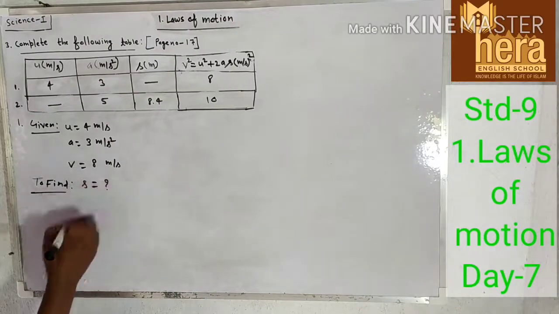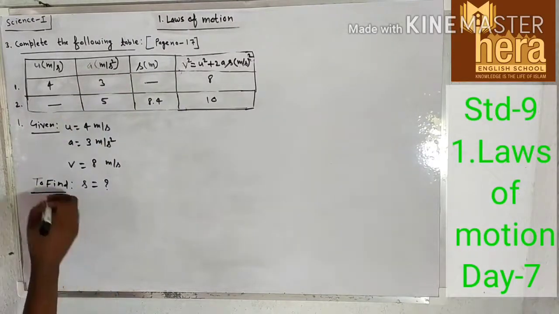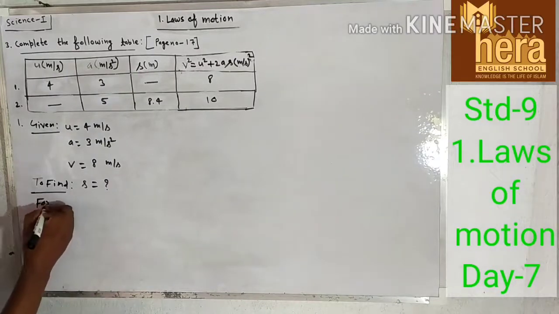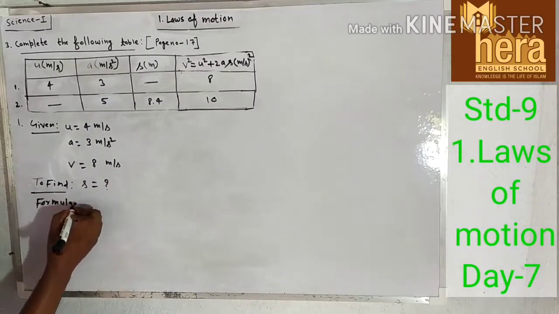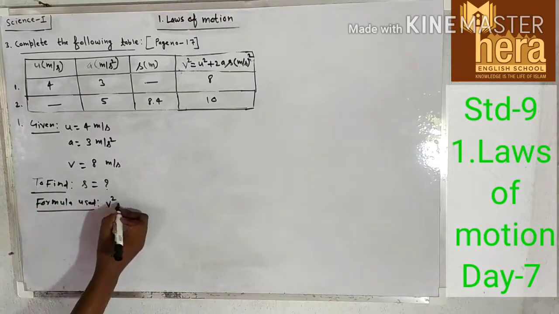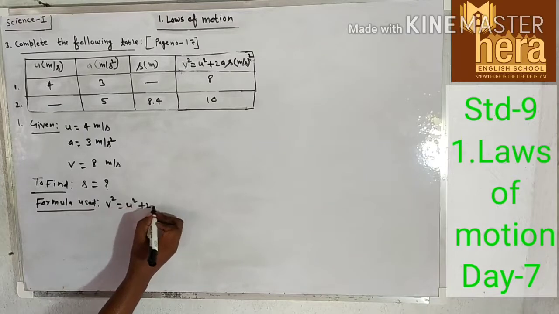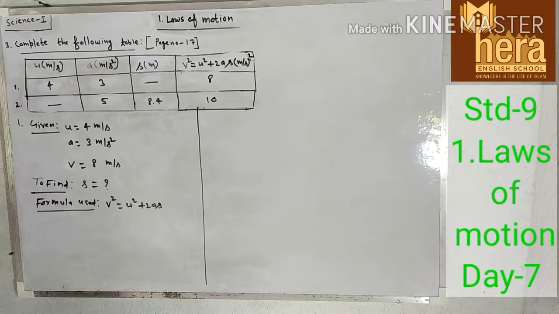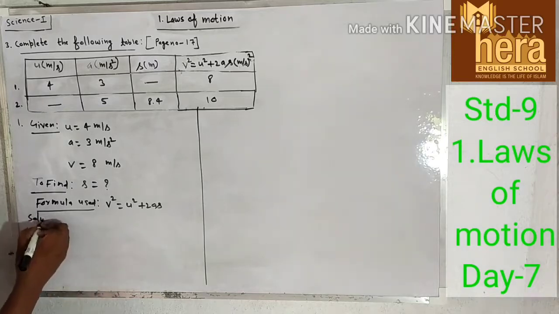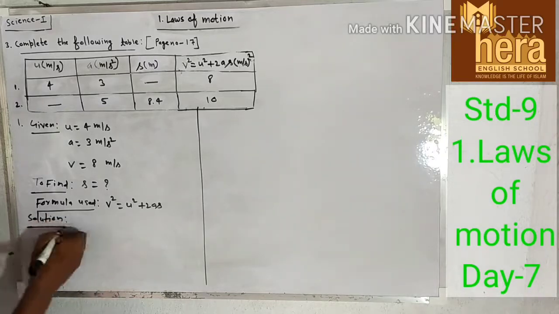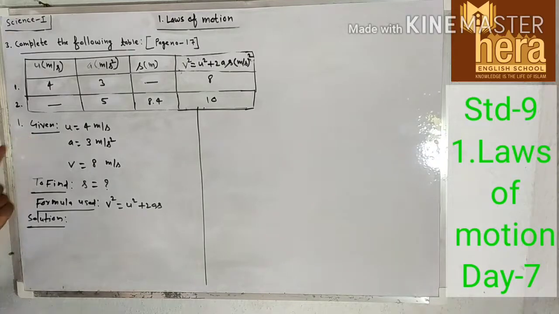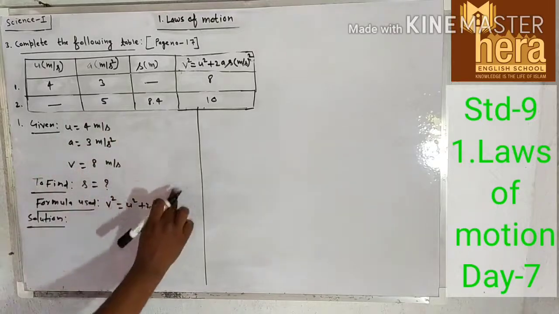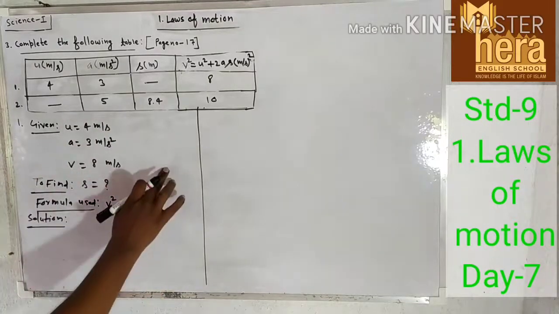To find: S is equal to question mark. Then formula used: V square is equal to U square plus 2AS. Solution. First we write given, then to find, then formula, then solution. If you write this, you will get half marks, okay, half marks.